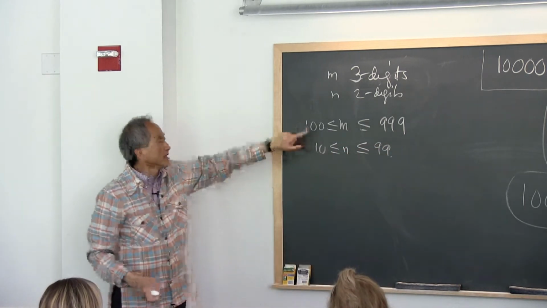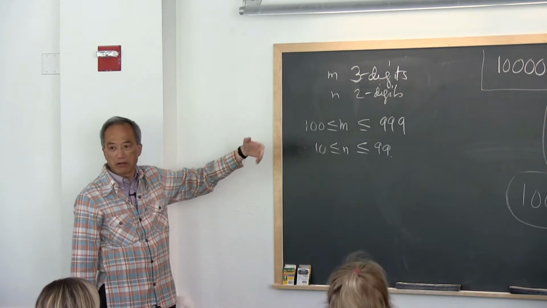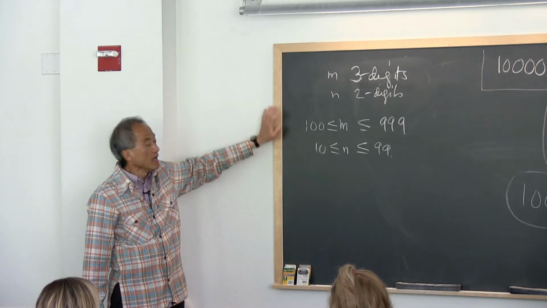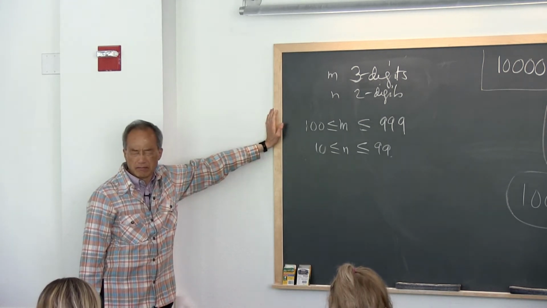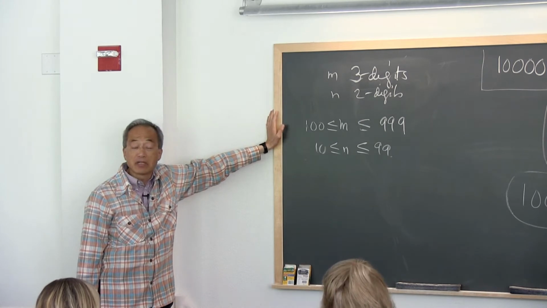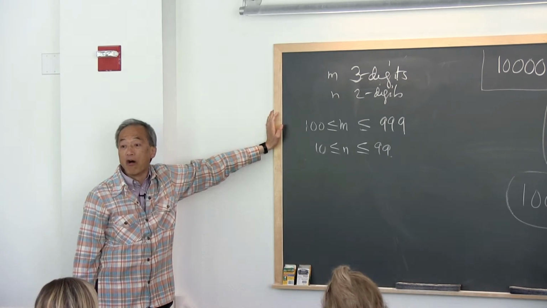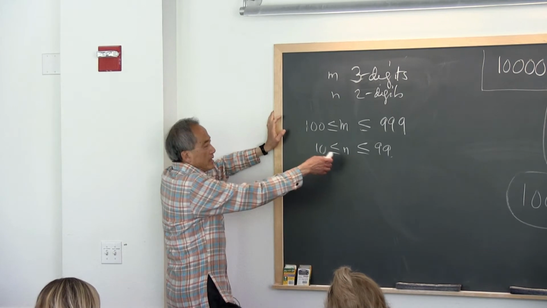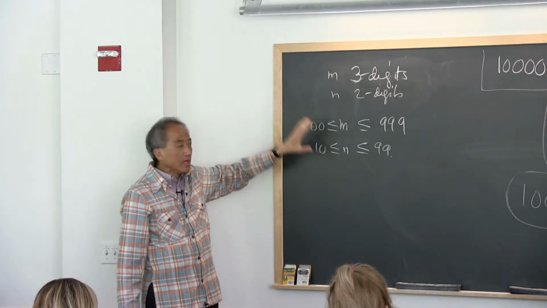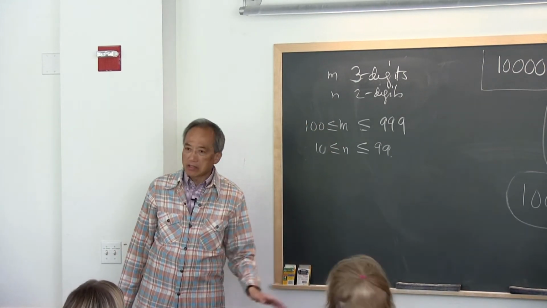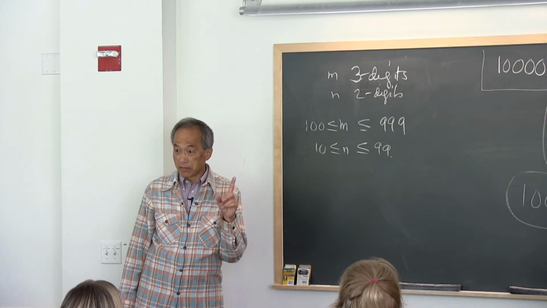Now, you look at this. This times this. The worst case scenario is this times this. That gives you 1,000, right? 1,000 is how many digits? 4, right? So even when n and n are smallest, the product is 4 digits.